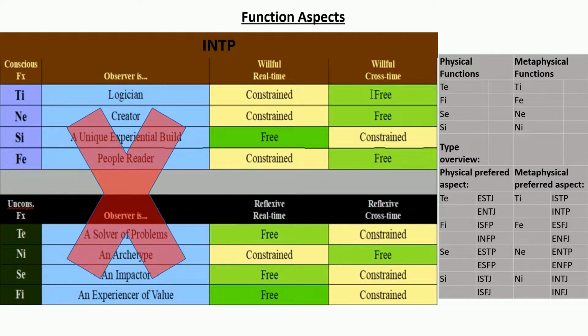Okay, so here we have the theory, or the idea, of function aspects. I believe this was originally created by Eric Strauss, the infamous Eric Strauss of Talking with Famous People here on YouTube. I believe it's his original idea, or if not, that's at least where I first heard it. The theory goes that when you're using a cognitive function, or paying attention through a cognitive function, it can be in a physical sense or a metaphysical sense.